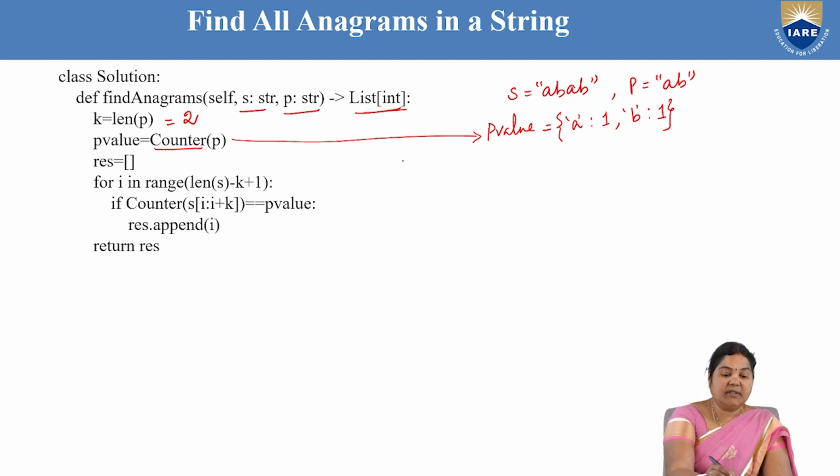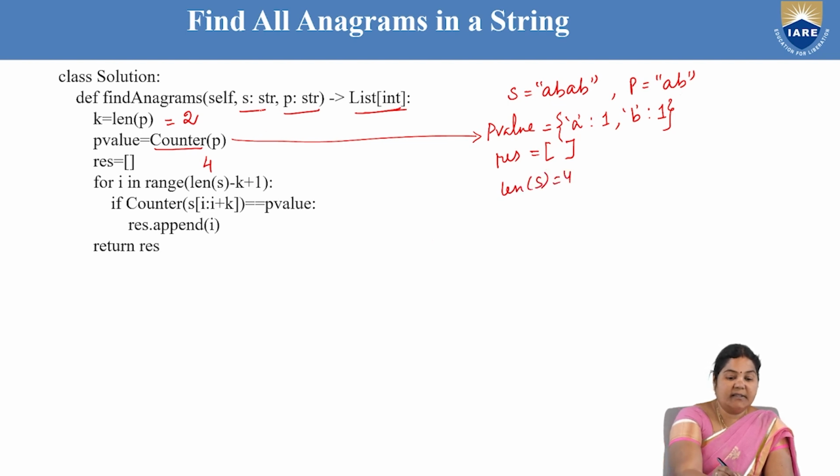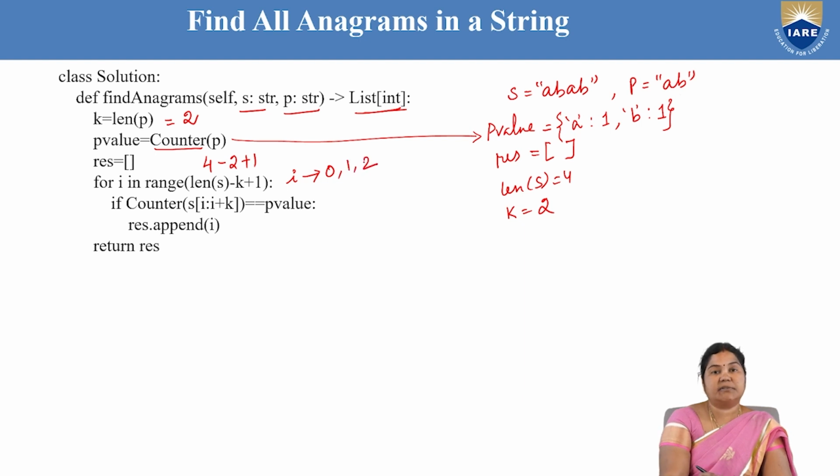Right. Now, for storing the result, we are taking a resultant list which is initially empty. Now, we have to find the substrings first. So, from where to where? From the length of S minus K plus 1. Length of S is 4, and K is my window size, which is 2. So it is 4 minus 2 plus 1, which is 3 times. So I will run from 0, 1, 2. Three substrings we are going to find.